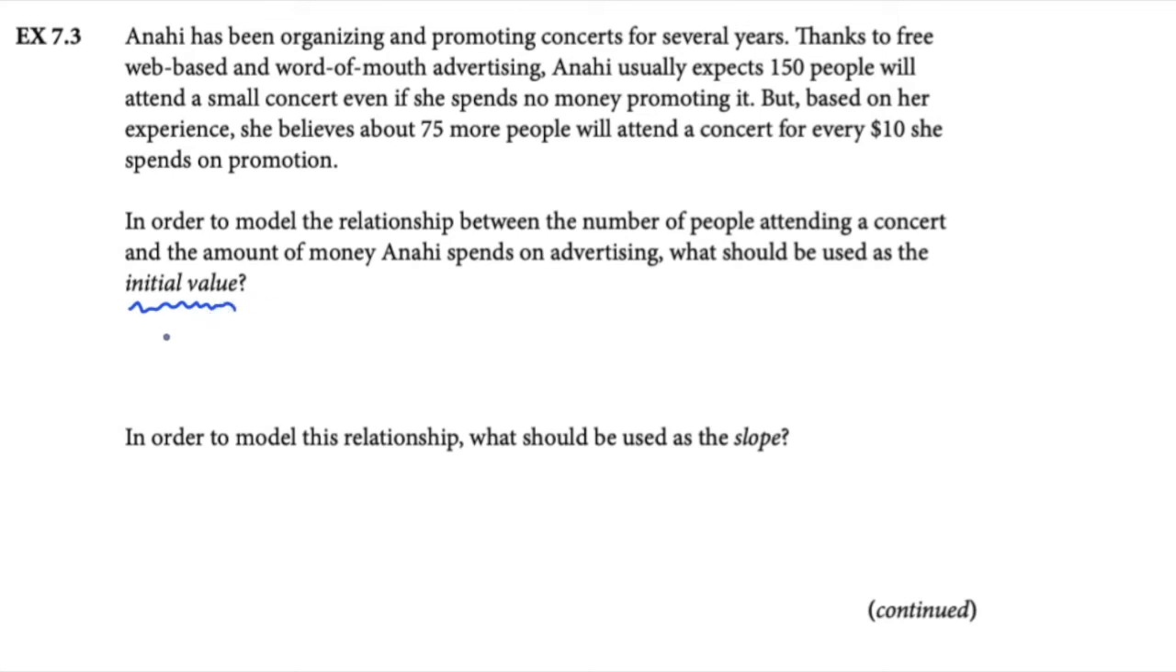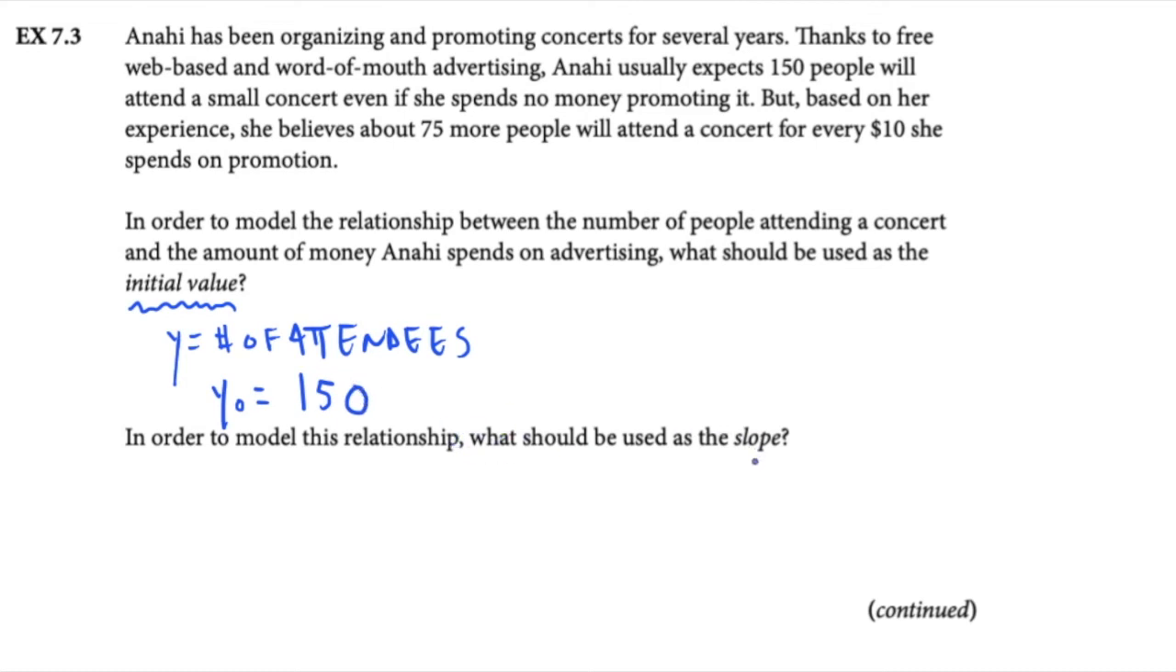Utilizing the structure that we saw in that last example, we could identify an initial value here. If we are using Y to represent the number of attendees, then her initial number of attendees corresponds to the number of people that will show up if she spends no money. And as indicated in the problem, she believes that 150 people will show up even if she spends no money. So we'll use that 150 as her initial value.